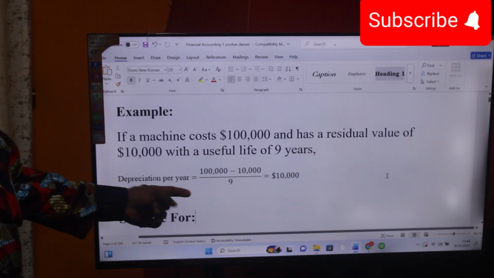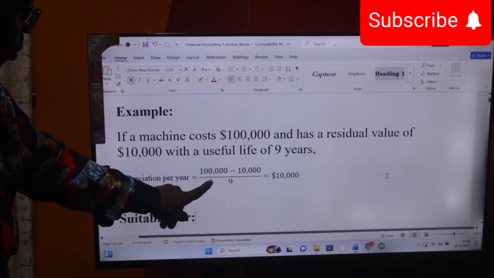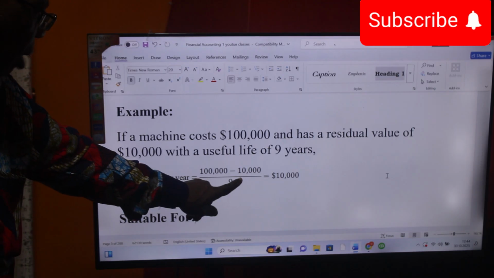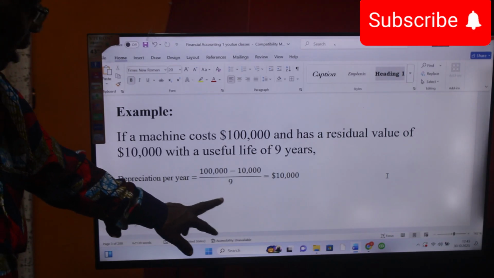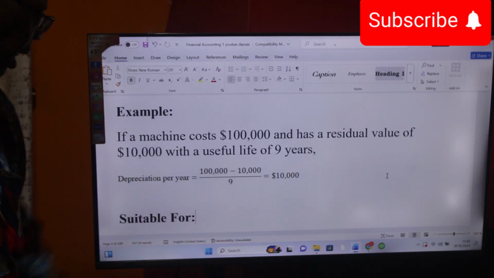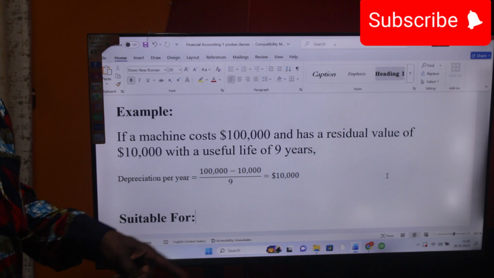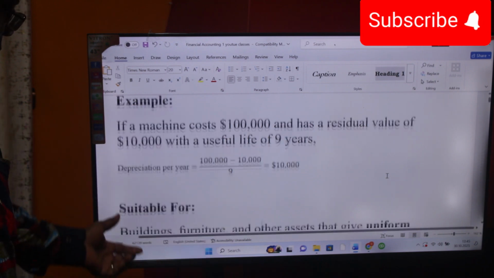So depreciation will be 100,000, the original purchase cost, minus the amount that is remaining after usage, 10,000. We are left with 90,000, and 90,000 divided by 9, you get 10,000. And therefore, every year we charge 10,000. And that's what they were saying.